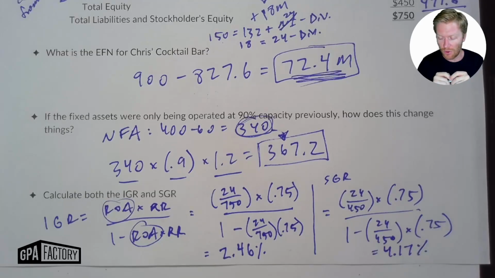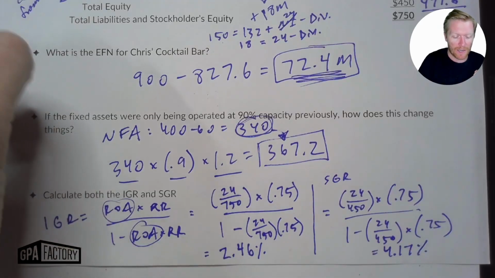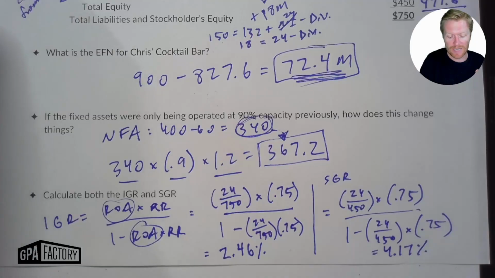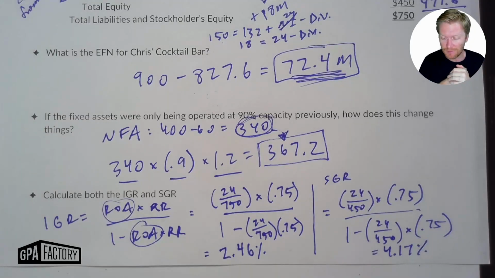So there we go. Those are the two figures, the internal growth rate and the sustainable growth rate, based on the information that's given. And again, with this, it's going to be a lot about practice. You're going to want to make sure that you're getting in some practice for filling out what that new income statement looks like, and filling out what that new balance sheet looks like to figure out what your external funds needed are. So hopefully that makes sense.